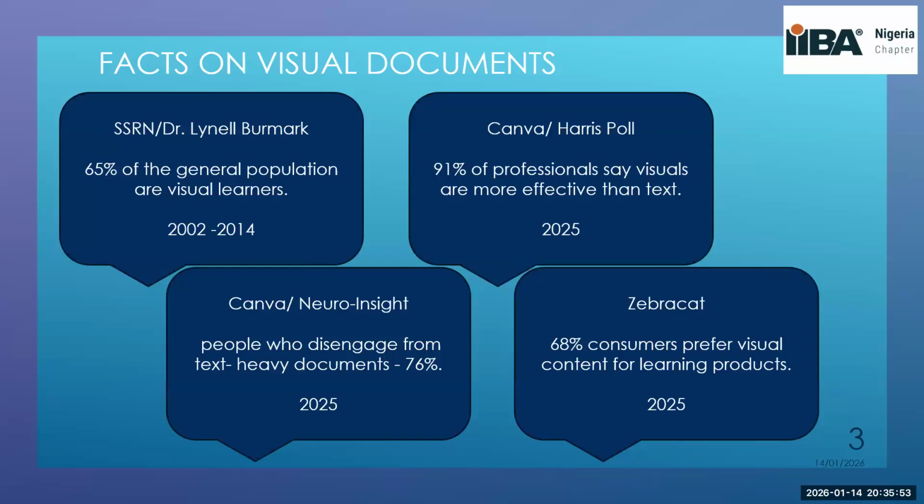Now, before we crack on, let's look at this research. According to SSRN, this research was conducted by Dr. Linen. The research says 65% of the general population are visual learners, and this research was conducted between 2002 and 2014.